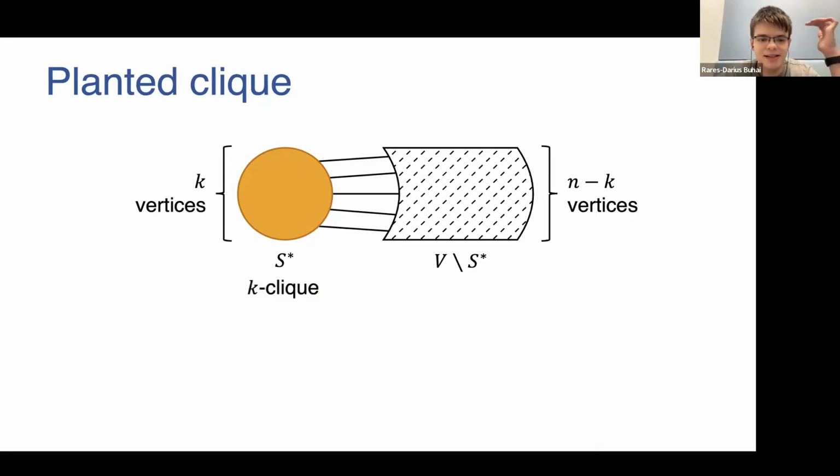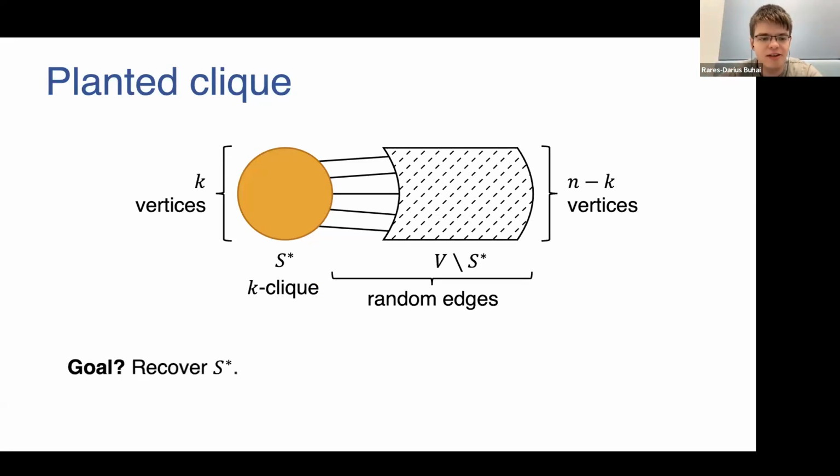Well, in the planted clique setting, you assume that S star is a k-clique, so a clique of size k. And for all the other edges in the graph that are outside the clique, you assume that they are random, that each edge is generated independently with probability half. This holds for the edges between S star and V minus S star, and also for every edge in V minus S star. The goal is, given such a graph, to find S star, the vertices in the graph that form the k-clique. And this is called the planted clique.